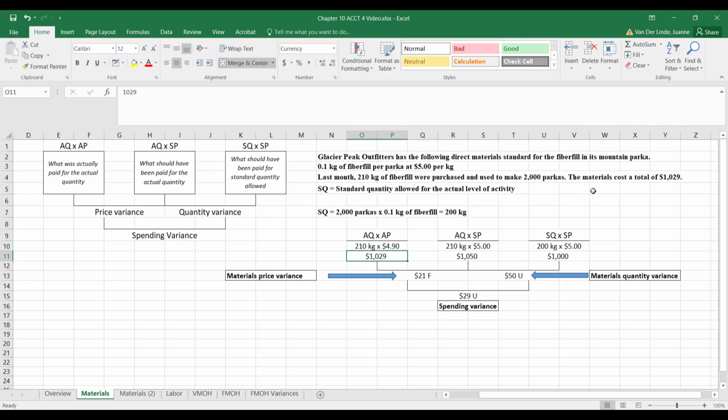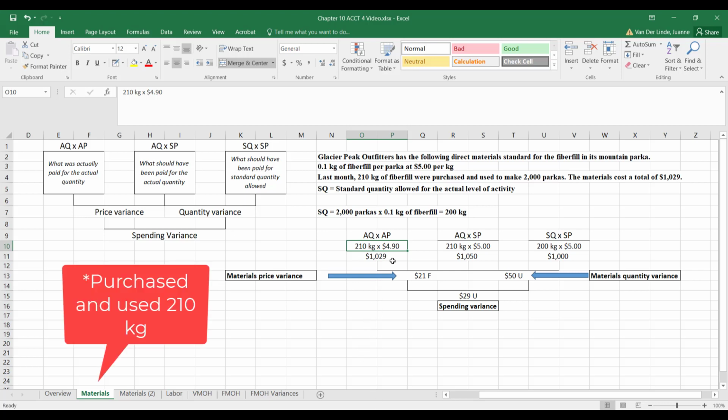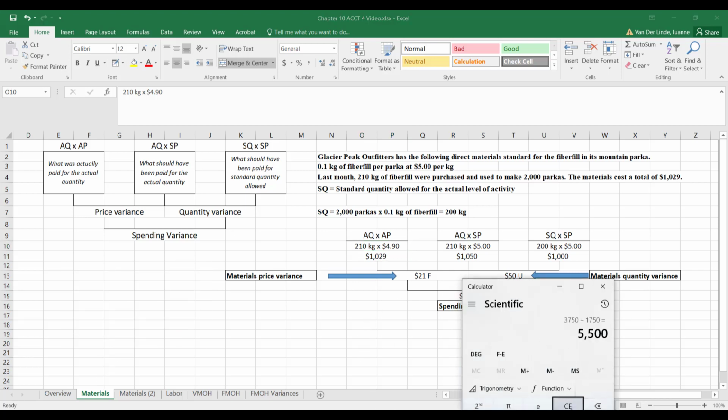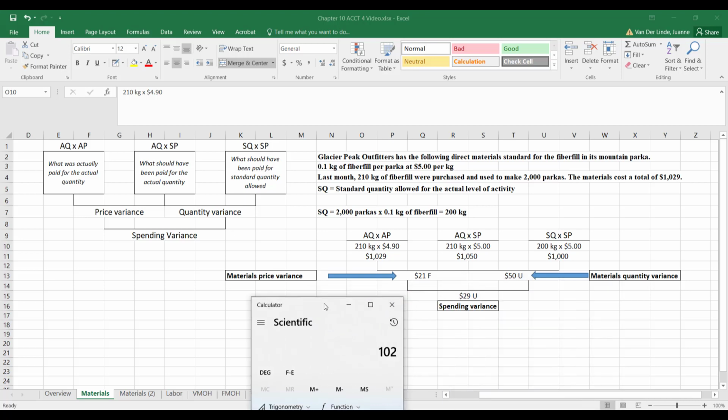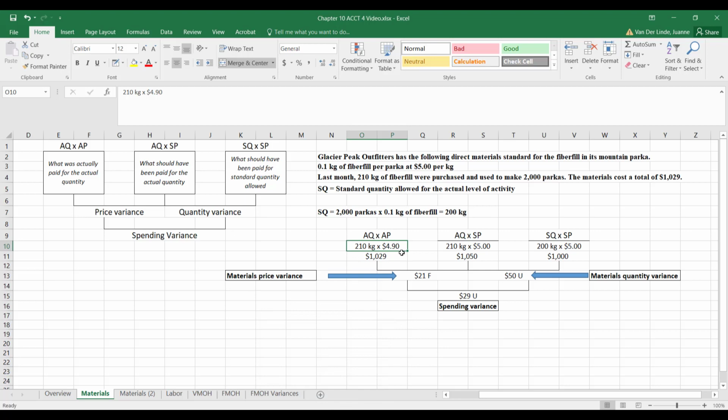So they told us straight up that the cost of the materials we actually ended up using was $1,029. So I worked backwards a bit here just to figure out what that broke down to between the kilograms and the price per kilogram. They tell us they actually used 210 kilograms. So to find out what they paid per kilogram, we're basically going to take that $1,029 and divide it by the 210 kilograms to see that they actually ended up paying about $4.90 per kilogram. So we have 210 times that $4.90.